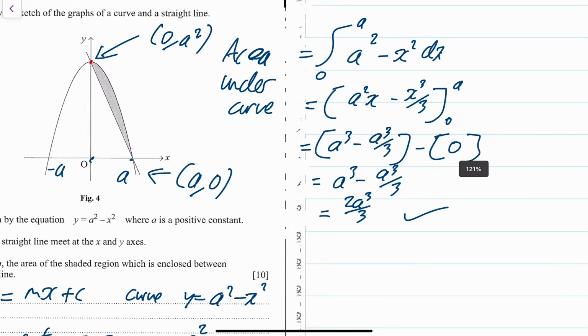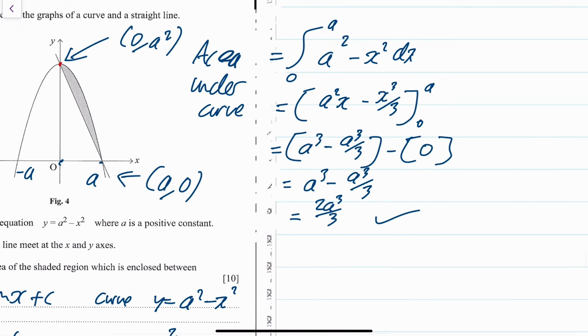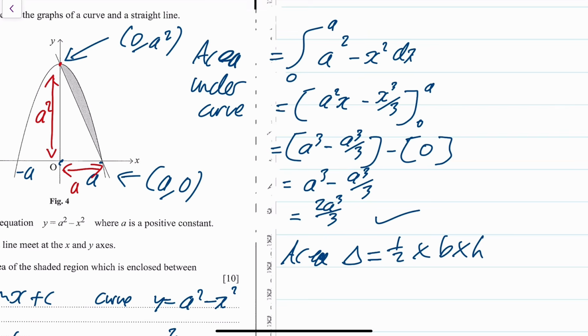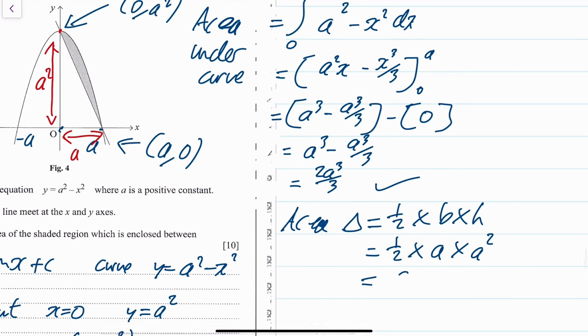The area of the triangle, and you can see that triangle, the height of that triangle, I'll do this in red here, the height of that triangle is a squared. The base of that triangle is just a. So area of the triangle is a half times base times height. That's a half times the base, which is a, times the height, which is a squared. So that's just going to be a cubed over 2.